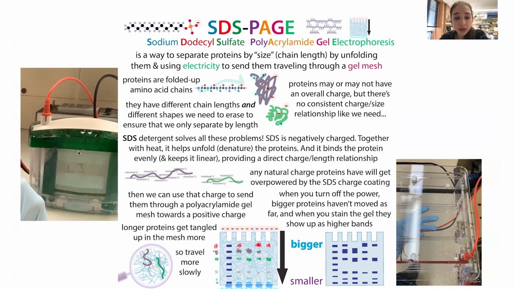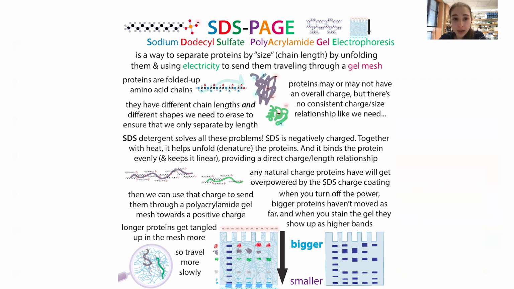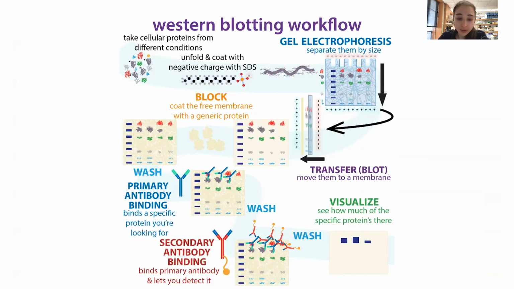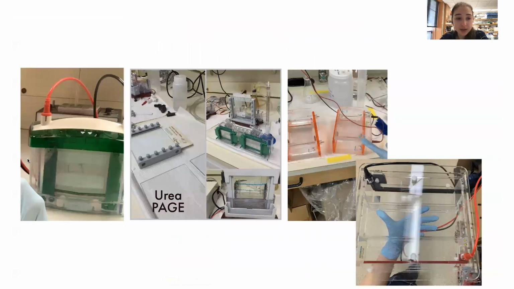With SDS page, you denature the proteins, you unfold them, and you coat them with this negative charge detergent. So it's like soap, called SDS, and this is going to give them the negative charge that they need to be motivated to move through the gel. And it's also going to keep them unfolded and allow them to kind of slither through the gel instead of just traveling based on their shape and stuff too. So this is going to separate them by size, and we do it in these vertical slabs, these thin slabs.